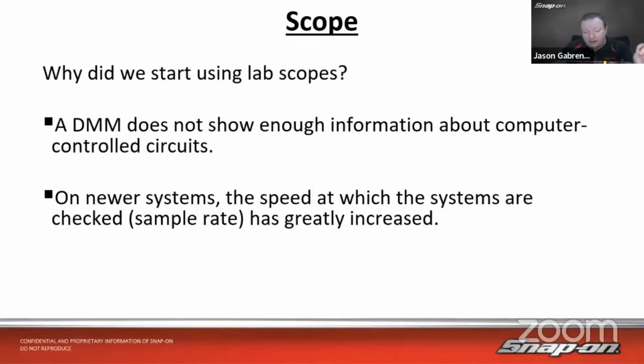So on a car's computer, on the input side, it's going to sample those signals a certain number of times per second, however fast the processor is able to do so. So then it takes that sample and it makes its calculations, and then it sends out the data. So it's a lot faster than it ever used to be before.